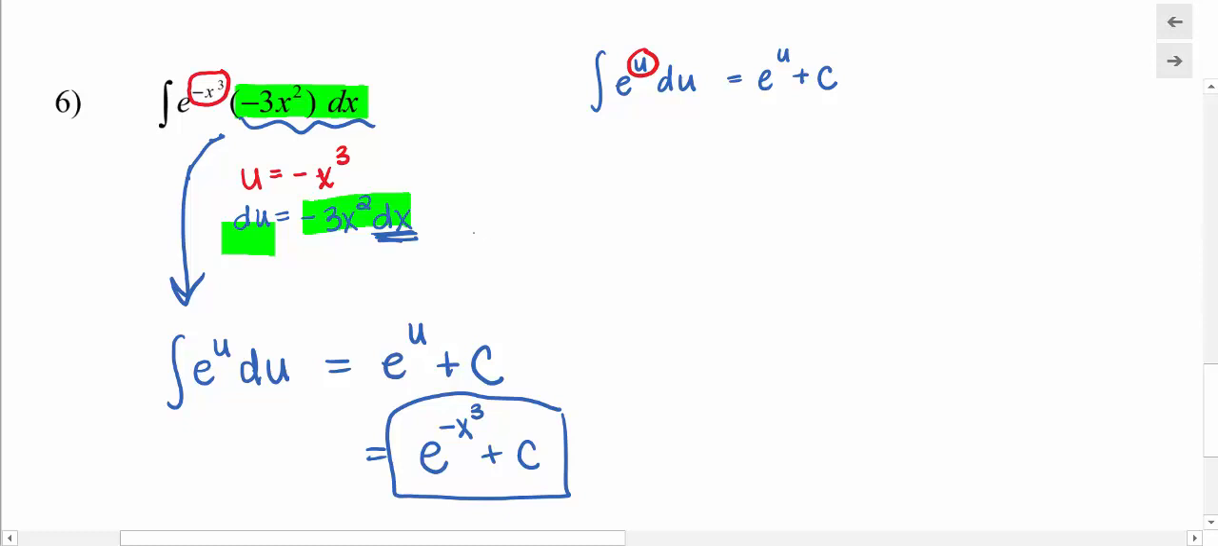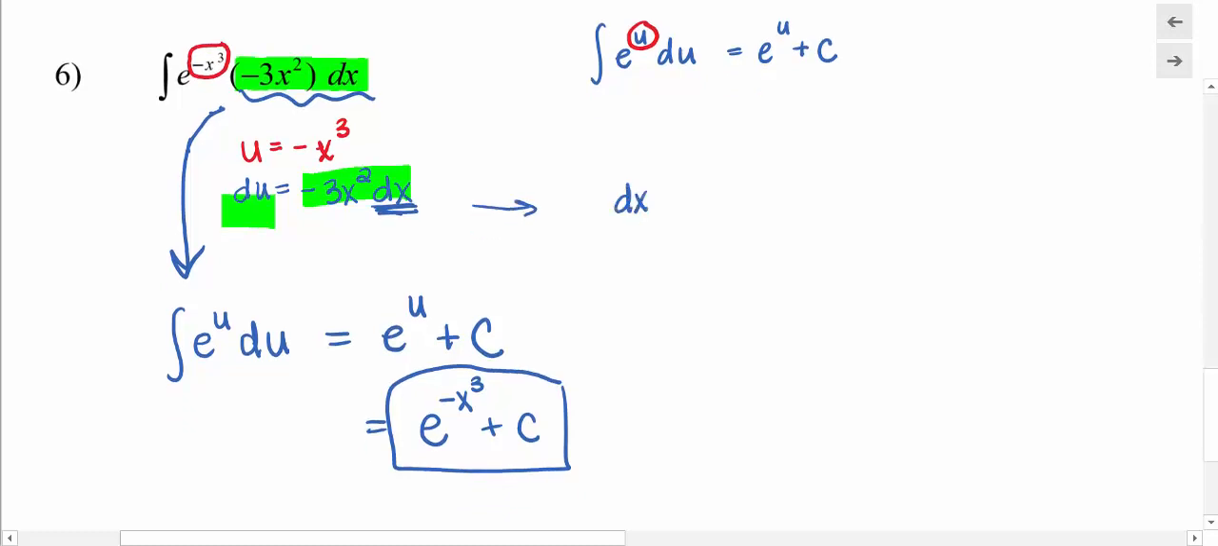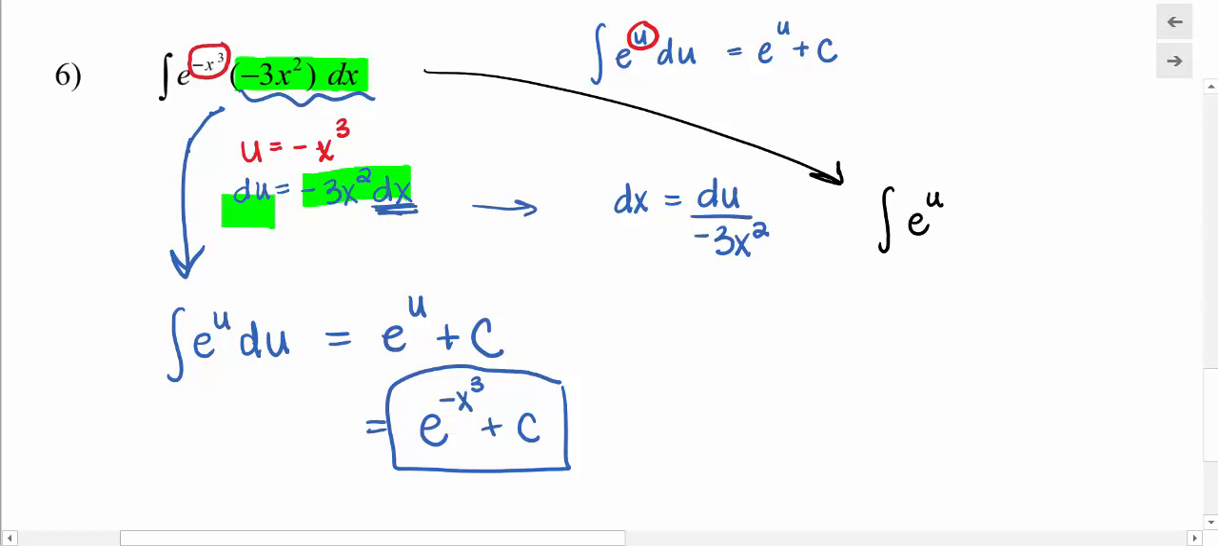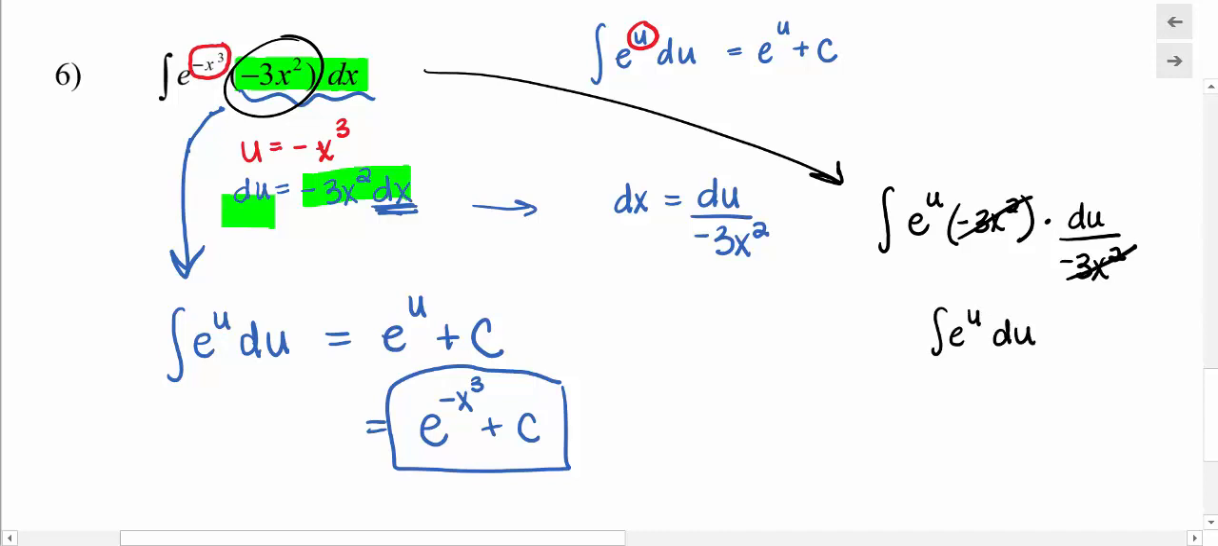Certainly, if you go all the way and solve for dx, it works out the same. Let me just show you real quick here. dx would be du over negative 3x squared. So when you rewrite this integral from the beginning, you have the antiderivative of e to the u times the negative 3x squared from the original times your dx, which you found to be du over negative 3x squared. Negative 3x squared divided by negative 3x squared is 1. And you're anti-differentiating e to the u du, and you're going to end up in the same place.